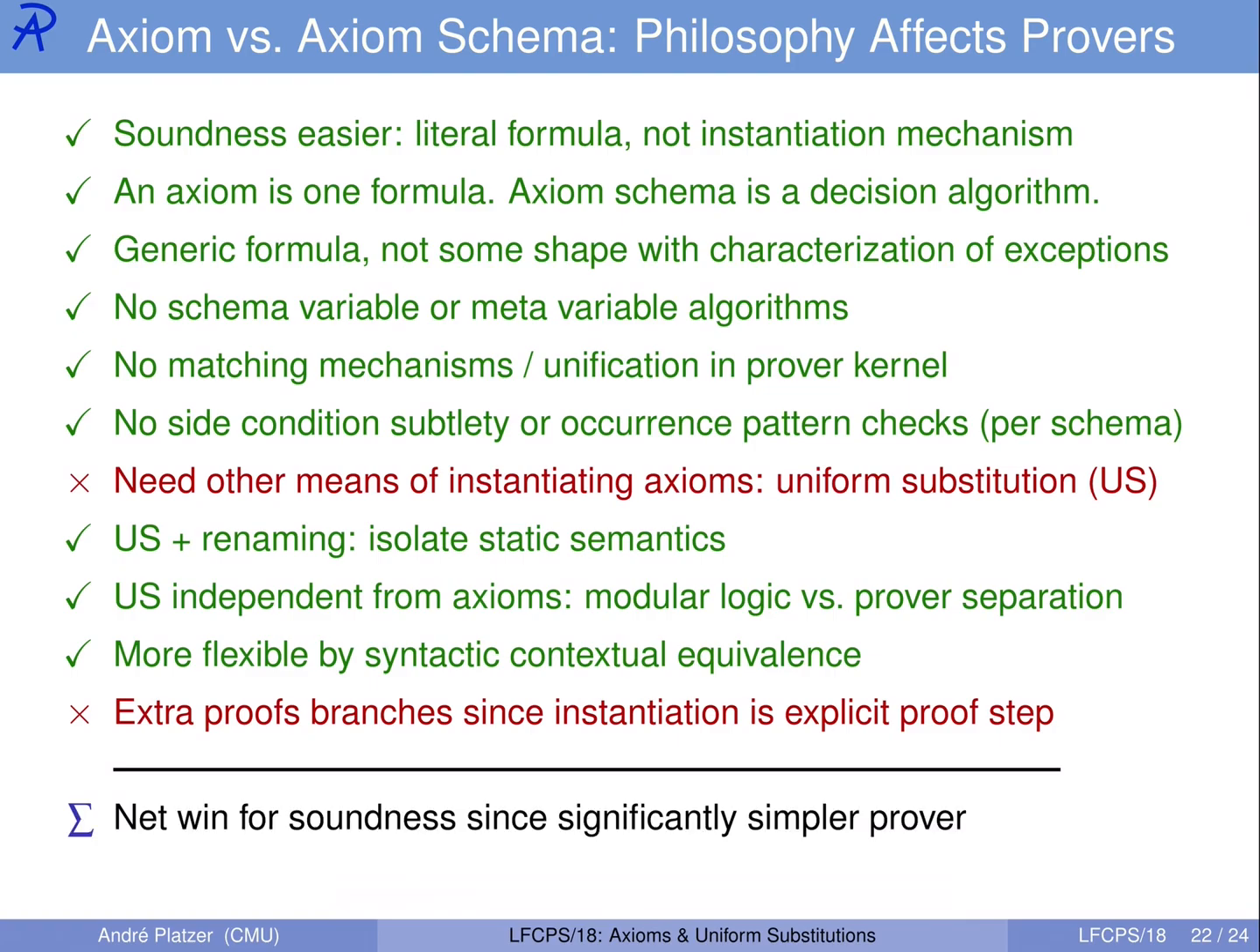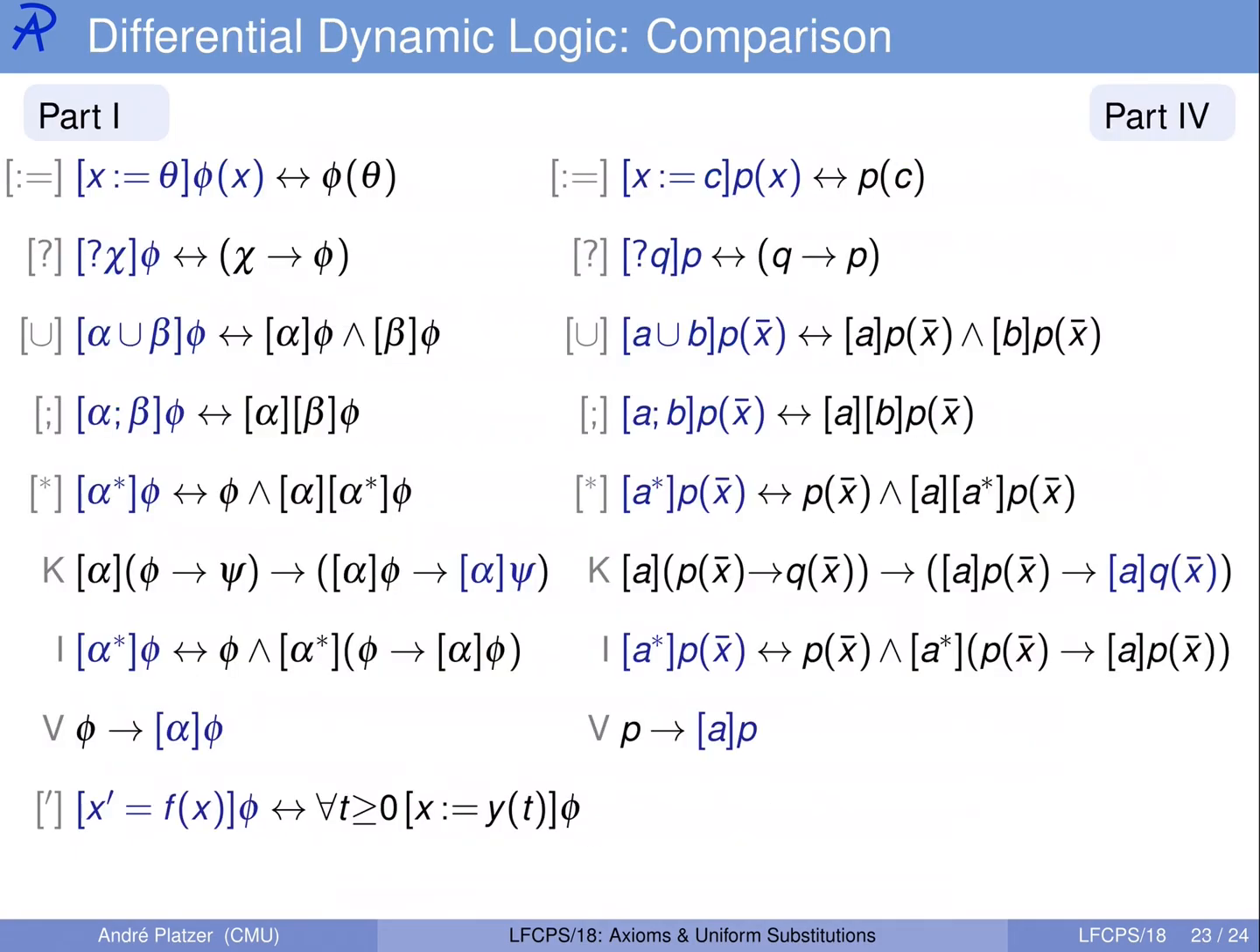So overall, working with uniform substitutions is a net win for the soundness since it leads to significantly simpler prover implementations. Even if the change visibly from the part 1 axiom schemata to part 4 axioms is merely that of a change of the alphabet, the Greek letters compared to the Latin alphabet. It has a deep semantic meaning, namely these stand for infinitely many formulas, whereas these merely stand for themselves, concrete formulas in differential dynamic logic.